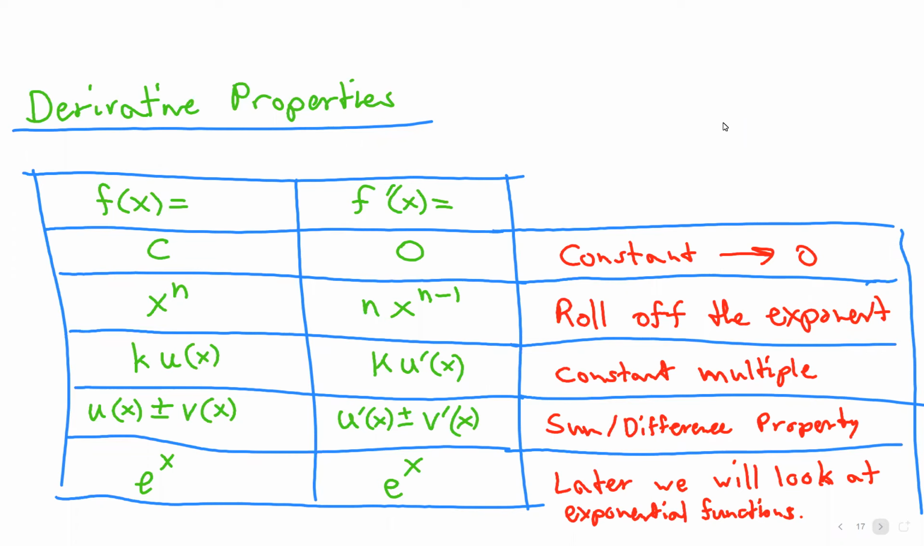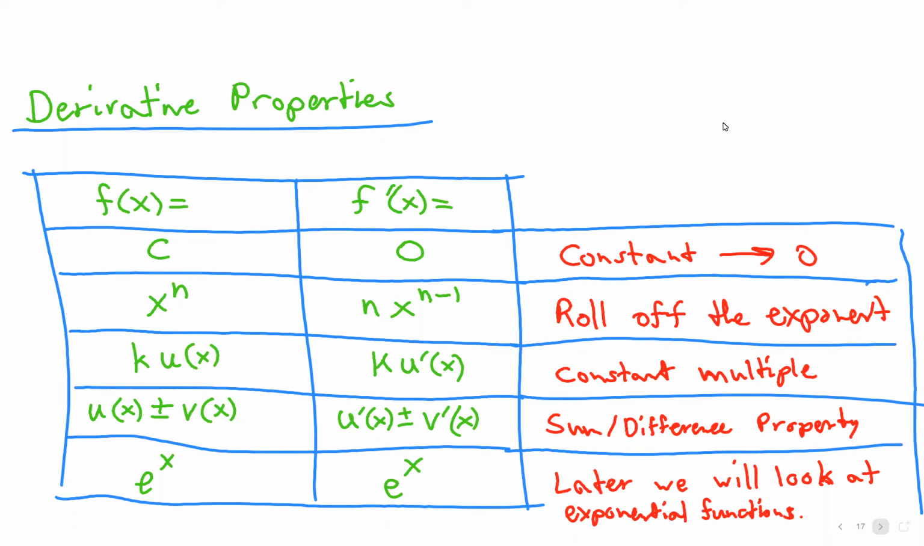We can also talk about if we were adding two functions or taking the difference of two functions. We could take the sum of the functions' derivatives or the difference of the functions' derivatives in order to find the derivative of the function as a whole. So that's called the sum difference property, and it applies for derivatives.